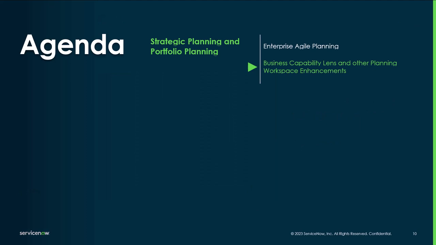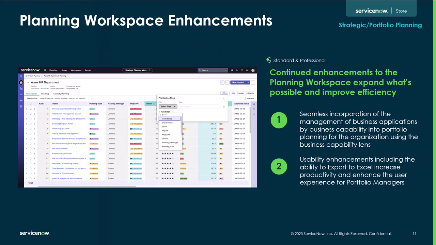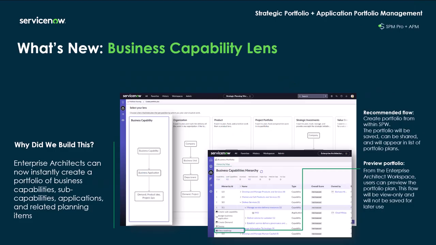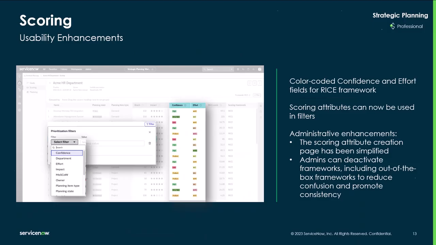Now, let's take a look at the business capability lens and other planning workspace enhancements. We're continuously enhancing the planning workspace to increase efficiency and expand functionality. And with this release, we'll introduce the business capability lens. This is available to customers with SPM Pro and APM. It allows enterprise architects to instantly create a portfolio of business capabilities, sub-capabilities, applications, and their related planning items.